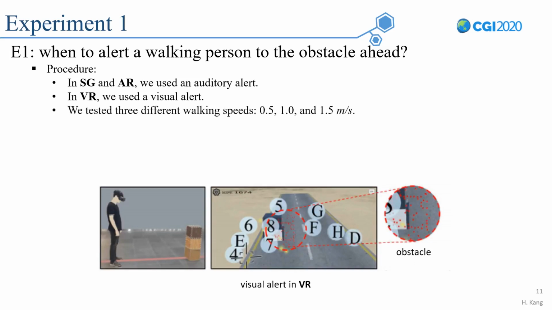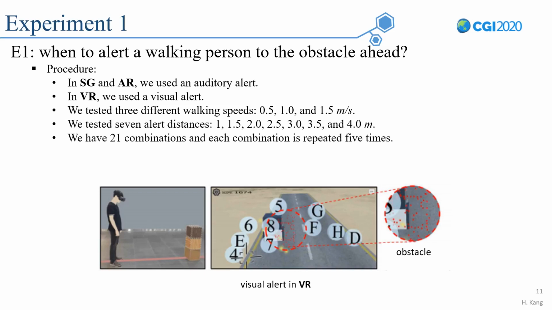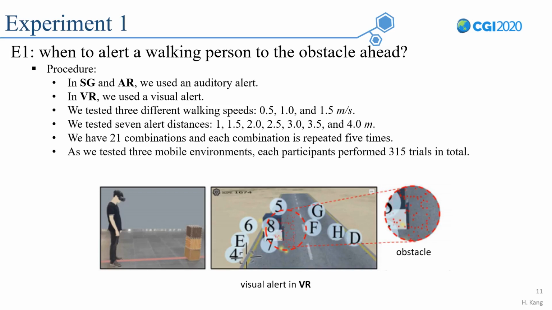We tested 3 different walking speeds, 0.5, 1.0, and 1.5 meters per second. We tested 7 alert distances, 1 to 4 meters. We have 21 combinations and each combination is repeated 5 times. As we tested 3 mobile environments, each participant performed 315 trials in total.